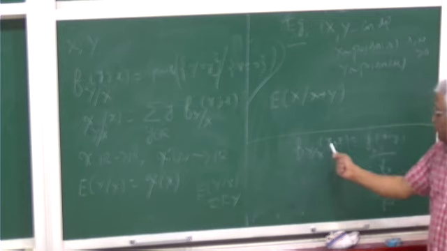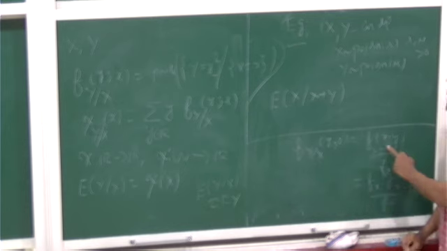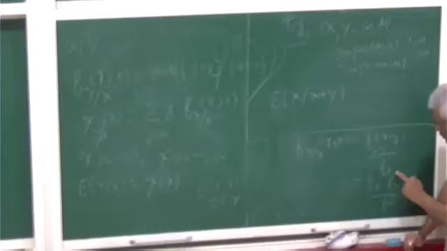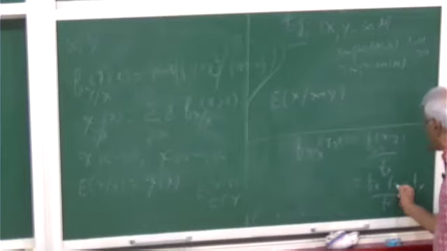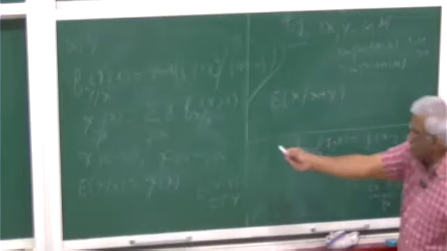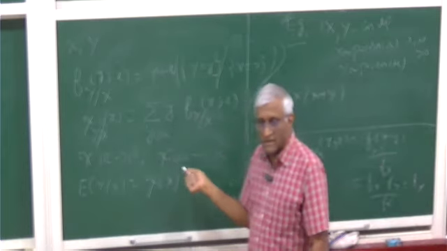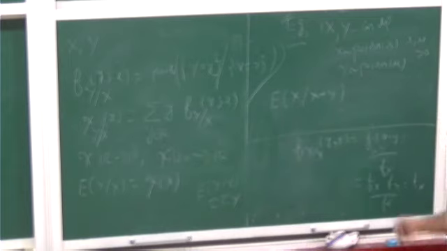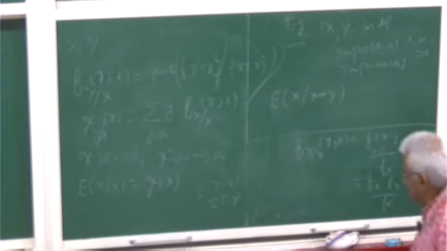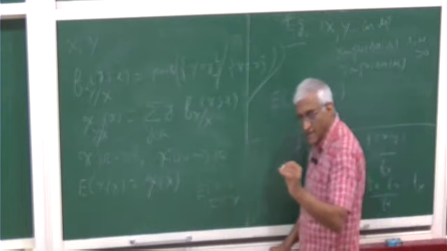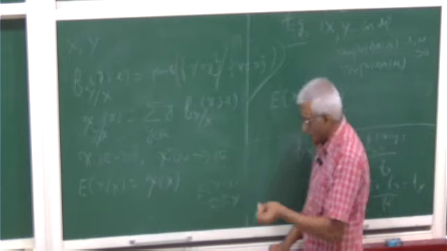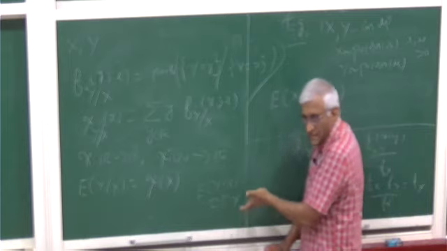You want to compute f y given x, which is equal to the joint density divided by fx. The joint density is the product, so fx gets cancelled and you get only fy. Summation y fy is just the expectation. Of course, expectation of y given x is a random variable. It is in fact a function of x, but here the function is a constant function. Okay, that's all.